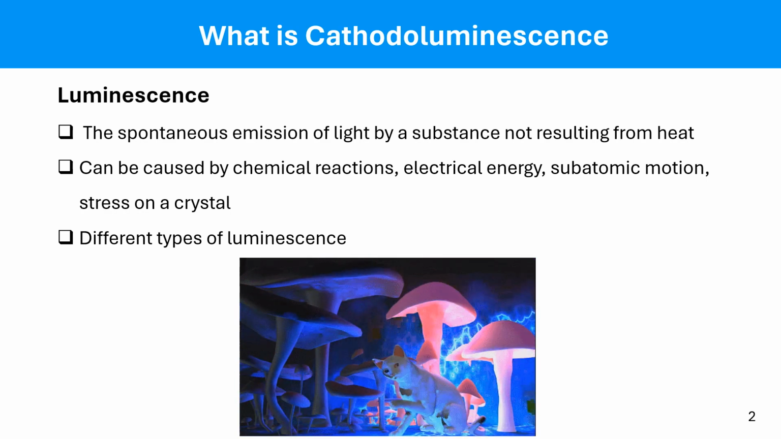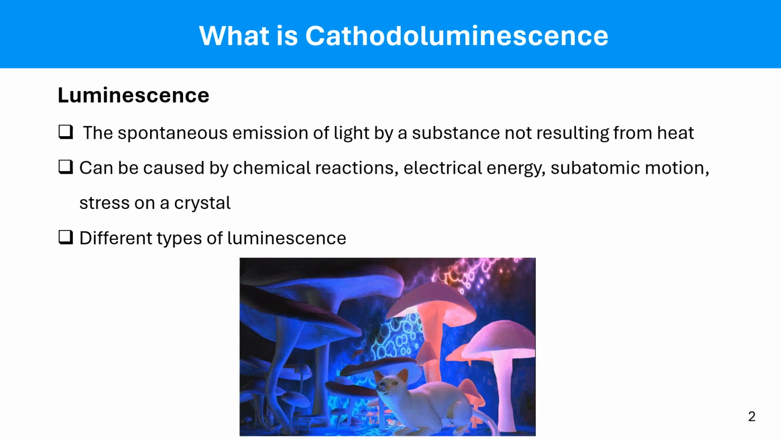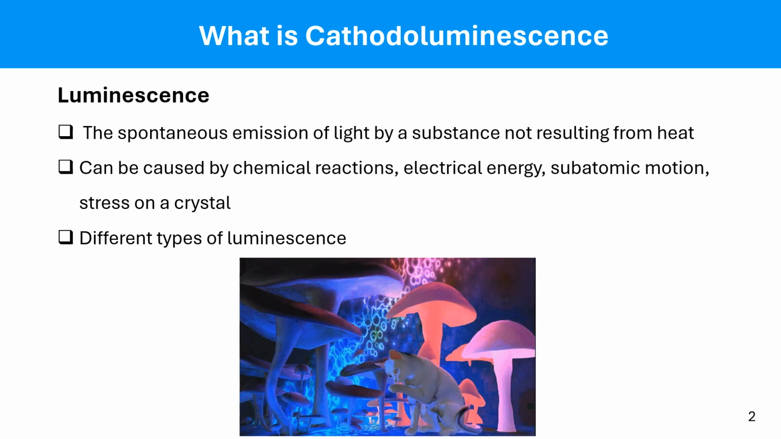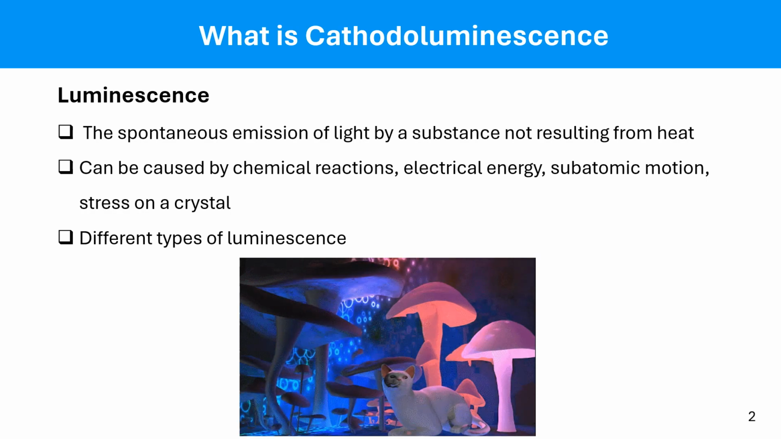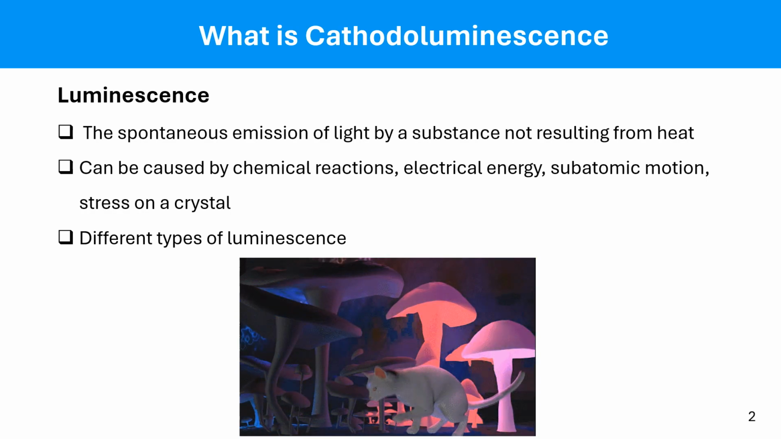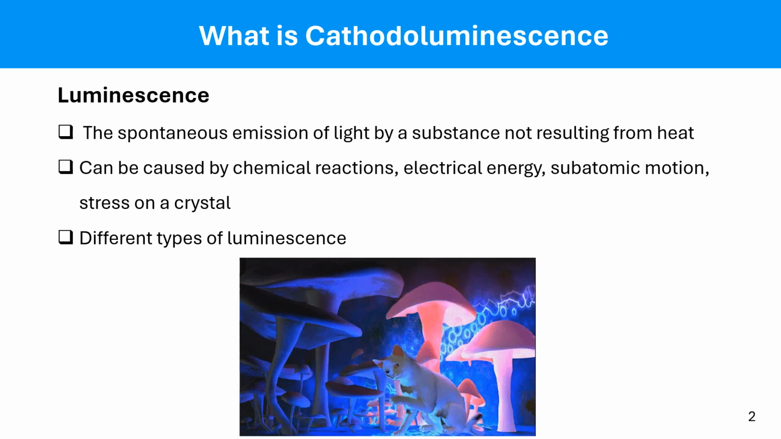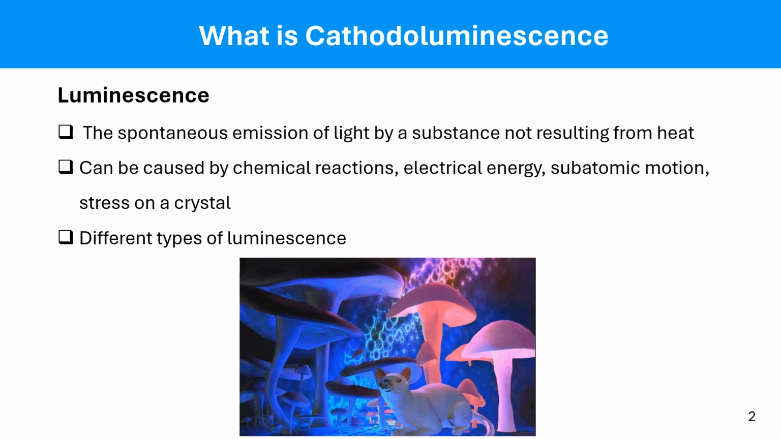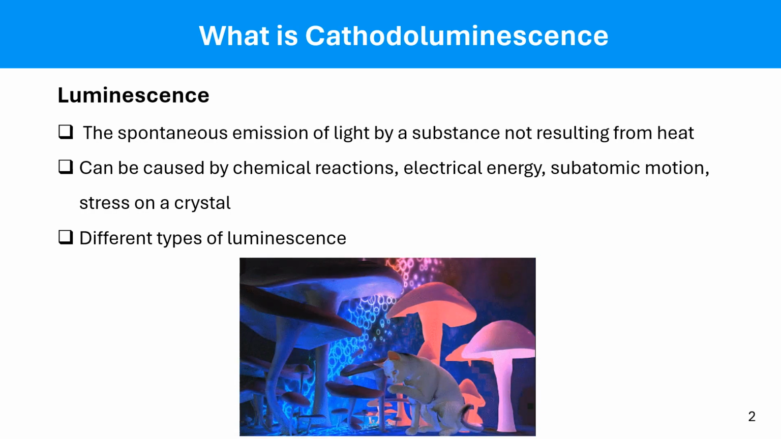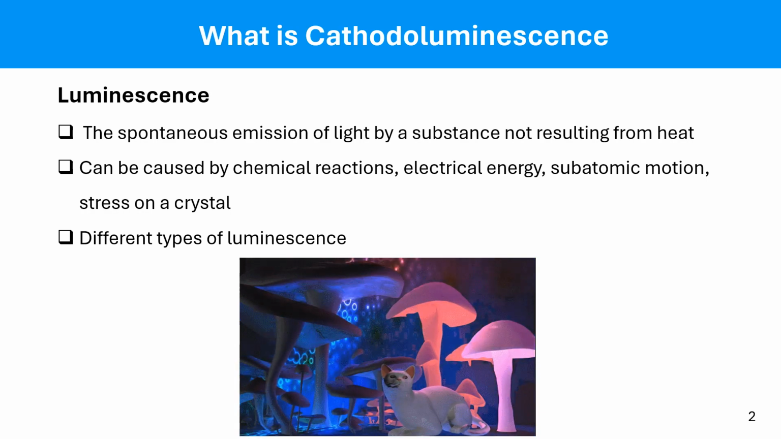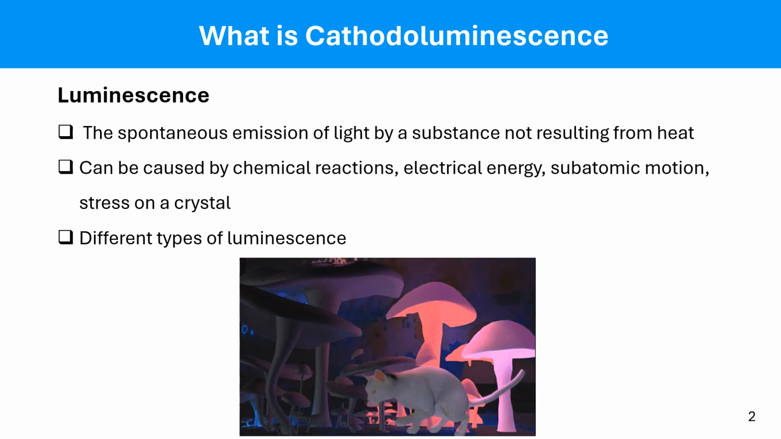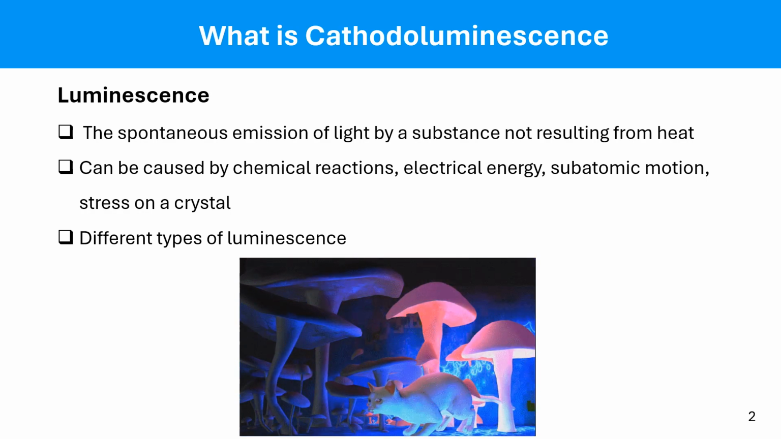Let's look at what luminescence is in general. Luminescence is a spontaneous emission of light by a substance not resulting from heat. It can be caused by chemical reactions, electrical energy, subatomic motions, or stress on a crystal also. There are many different types of luminescence, and it's actually around us. It's quite fascinating.